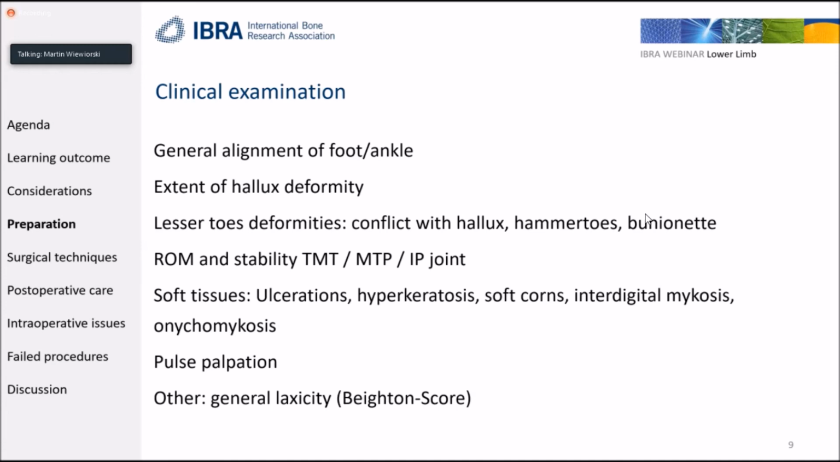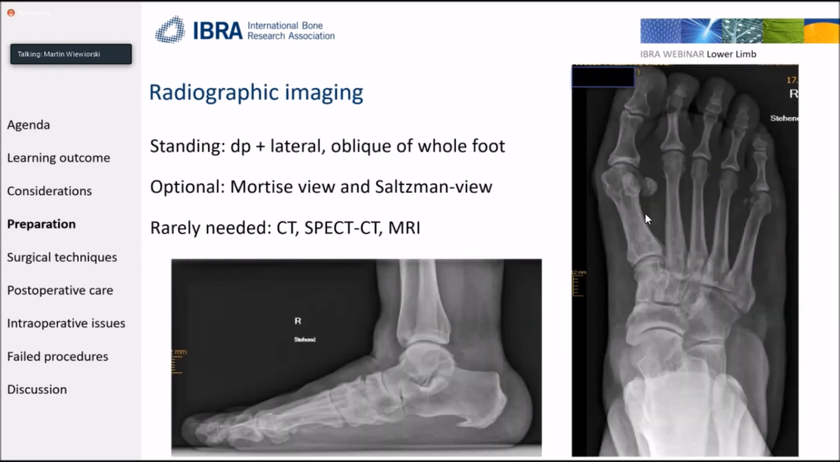And I think also something which is really important is to see if the patient is hyperlax, and for that you can use, for example, the Beighton score. Of course, basic conventional radiographic imaging, standing views, is mandatory, it's very important. Usually, if I know a patient is coming in for a forefoot deformity, I do a dorsoplantar view, a lateral view, and an oblique view of the whole foot.